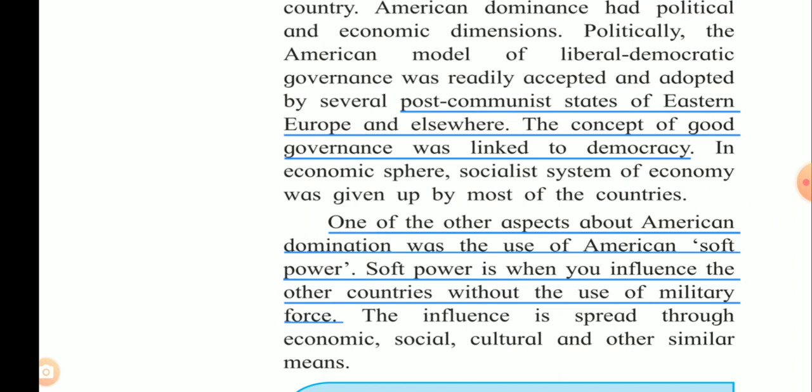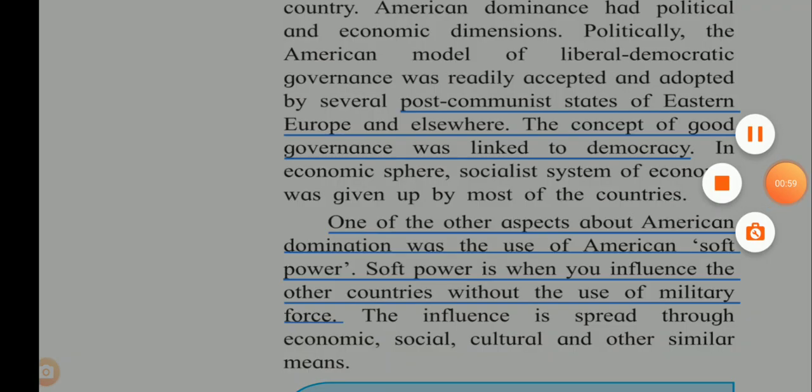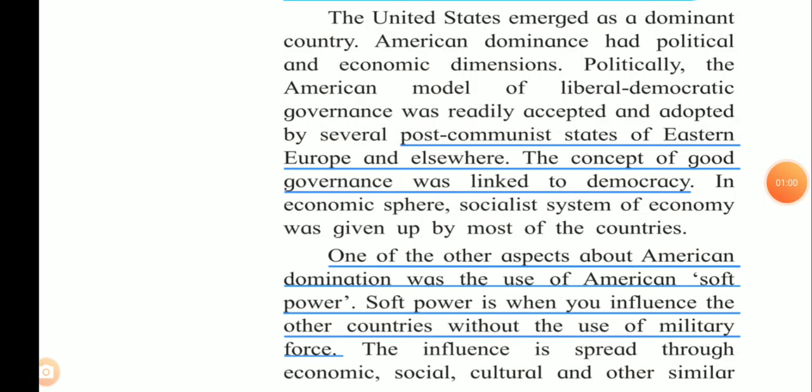Now write it down in second paragraph. American domination was the use of American soft power.